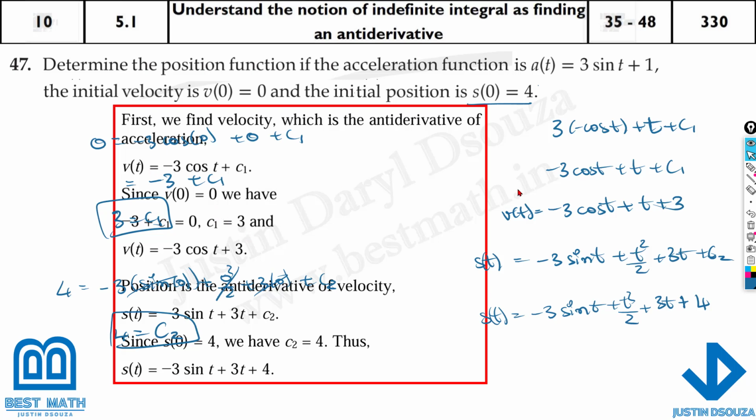So here the velocity function, what happens is, this is correct, minus 3 cosine t plus t. Why? Because what is the antiderivative of 1? It'll be t, isn't it? Plus c1. The 1 is missing, therefore they miss this term entirely, the t square. When you integrate it, t squared by 2 is missing here.